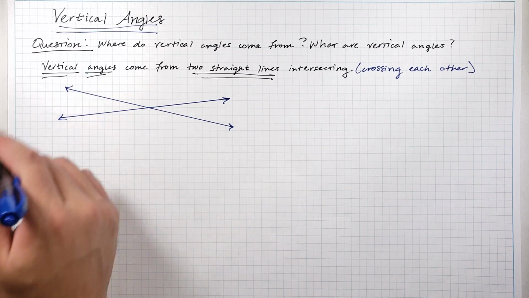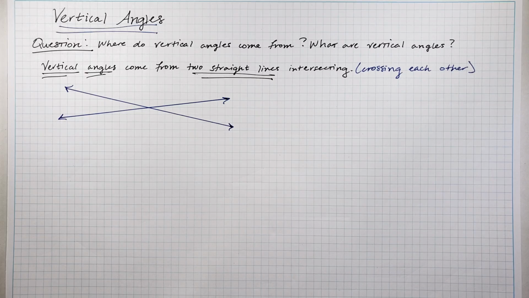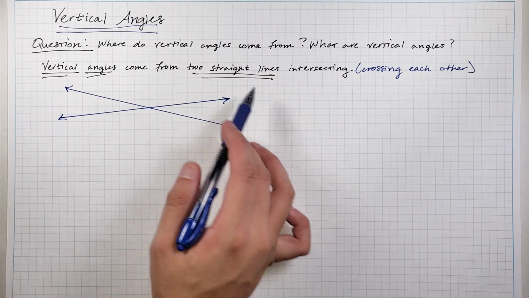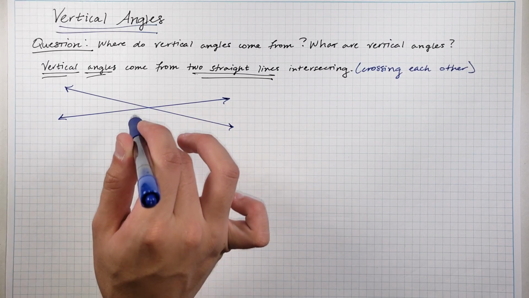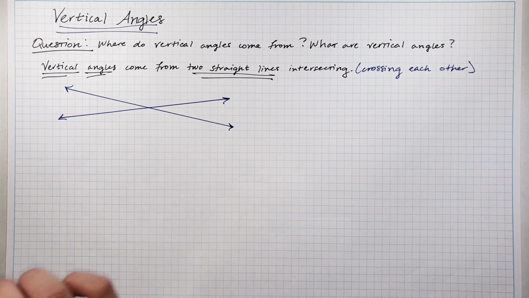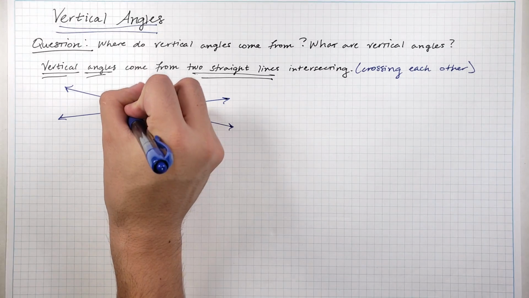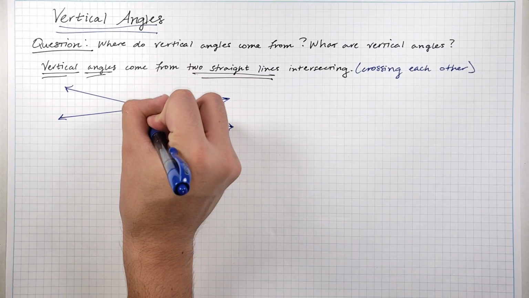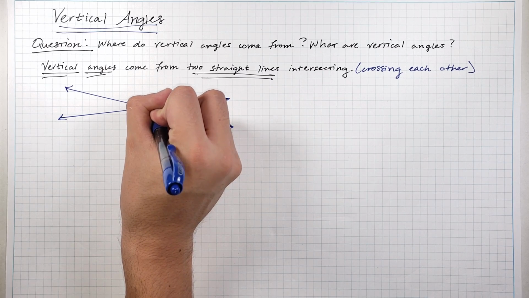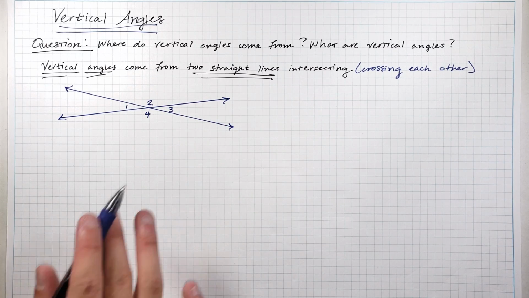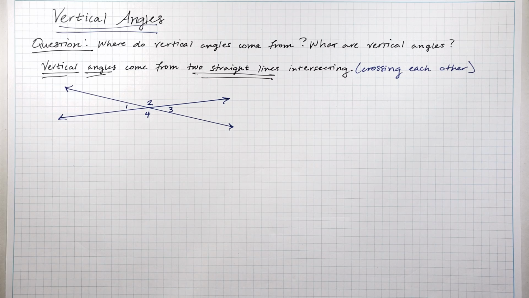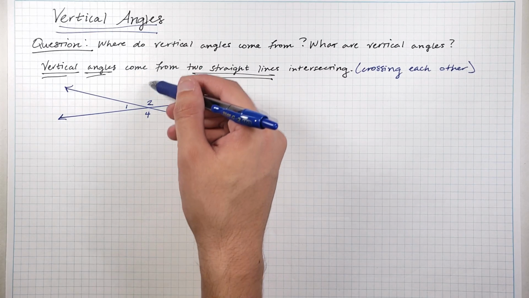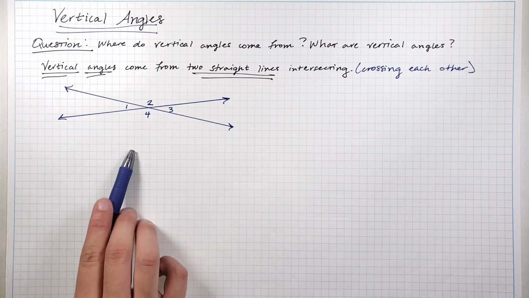Okay, so what do I mean by vertical angles? Well, vertical angles are the angles that come from the two straight lines intersecting that are vertical to one another. So real quick, let's label these angles 1, 2, 3, and 4. The angles that are vertical here, it's literally what it means: vertical. So this is like a vertical line right here.